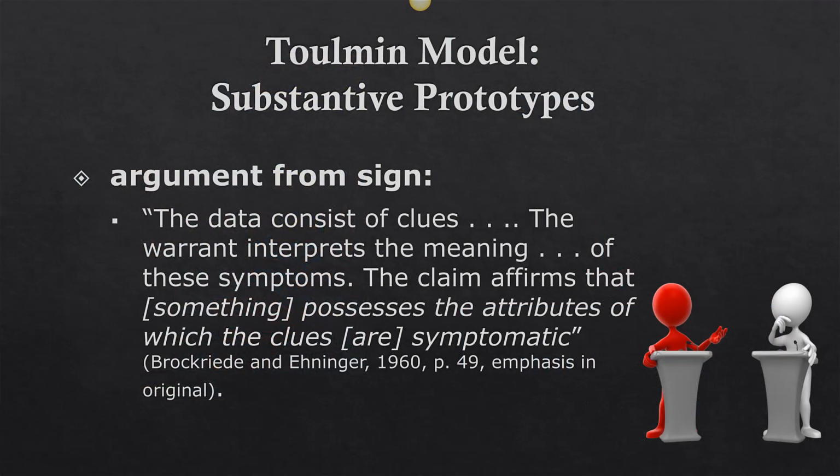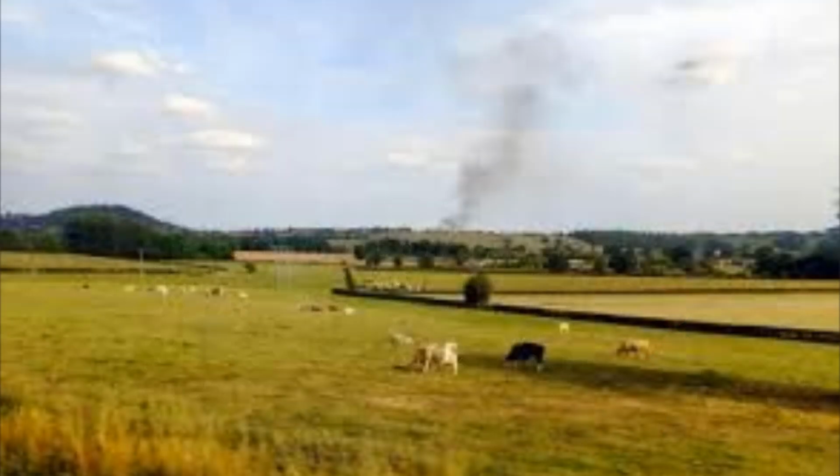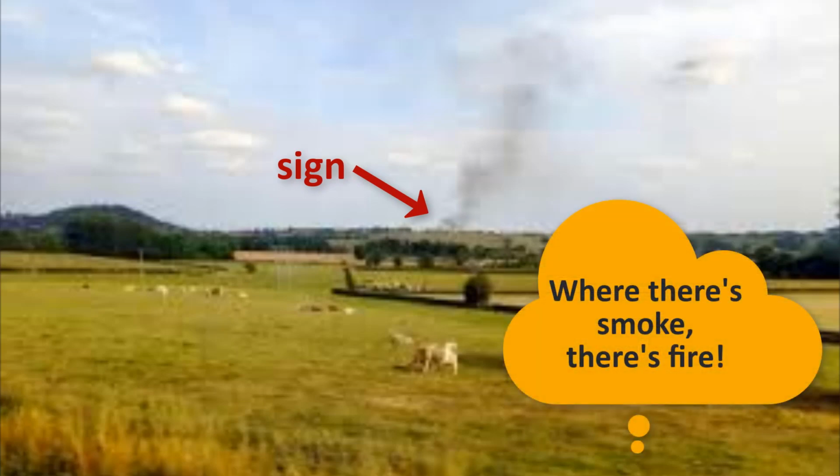The other way, of course, to think about argument from sign is even simpler than that. Where there's smoke, there's fire. You're driving down the highway and you see a plume of smoke on the horizon. Now, you can't see the fire, but you know that smoke, which is the visual clue, generally provides an indication that fire is present because fire causes smoke to happen.